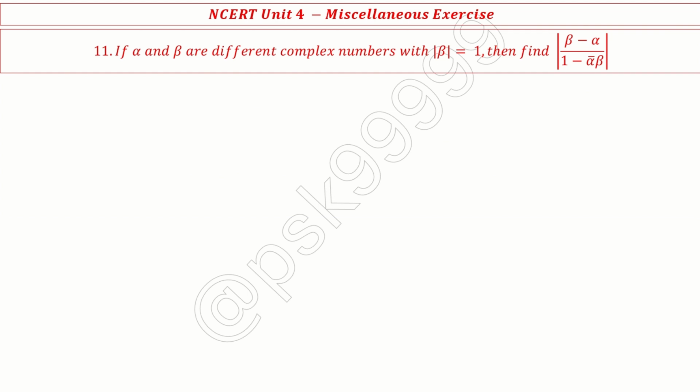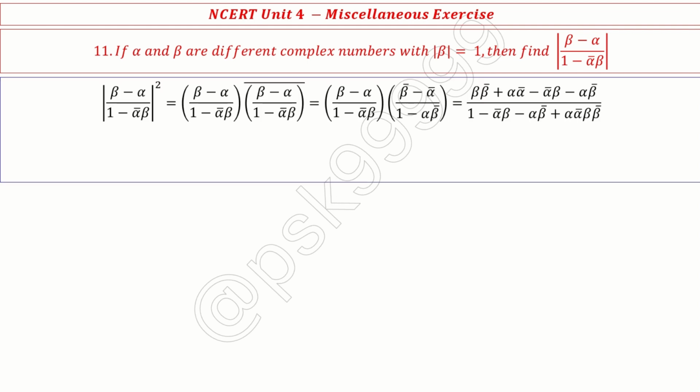If alpha, beta are different complex numbers with modulus of beta equal to 1, then find the modulus of (beta minus alpha) divided by (1 minus alpha bar beta). Okay. So yeah, these are two different complex numbers. First thing is, you take the modulus of (beta minus alpha) divided by (1 minus alpha bar beta) and then square it. Why are we squaring? Just to remove the modulus part.